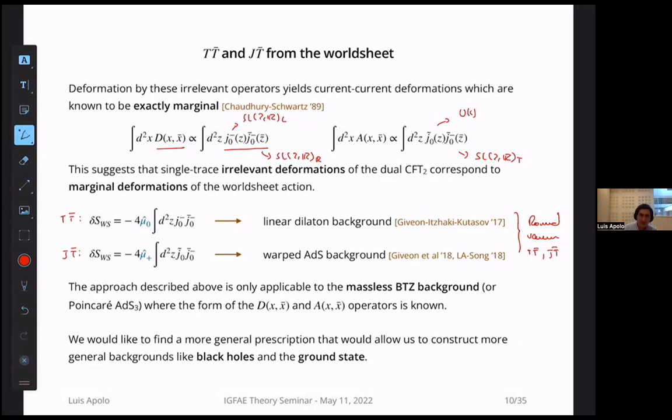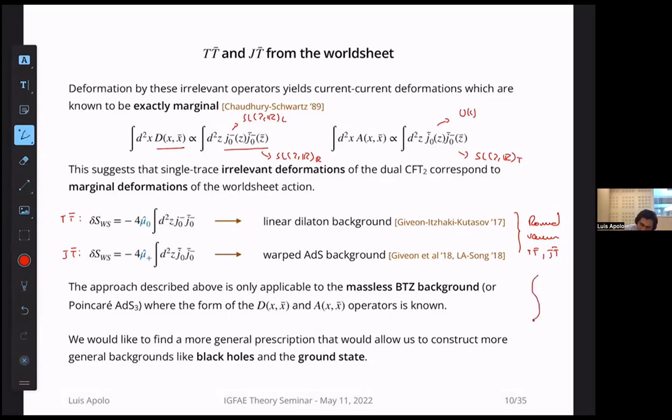Unfortunately, this approach that I have just described is only applicable to the massless BTZ background and Poincare AdS, for two reasons. The first is that the form of these D and A operators is only known in these cases. Another reason is that when you try to solve for the TTbar and JTbar flow, you need to find these operators along the flow.